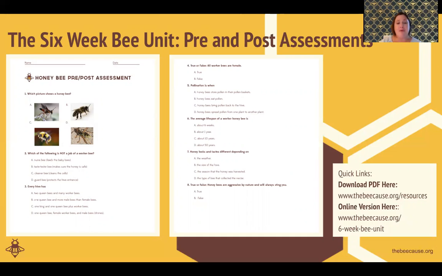This is our pre and post assessment. It's going to give you a lot of feedback about where your students are starting and what they end up knowing at the end. It's going to give you a lot more traction for doing more pollinator lessons in your classroom and in the outdoors.